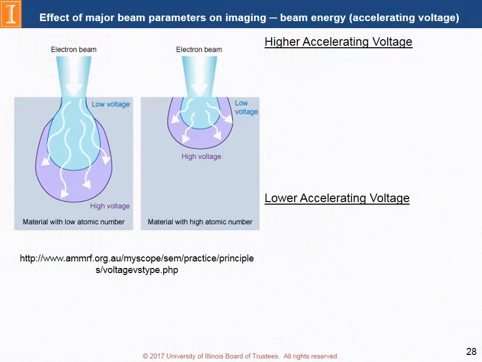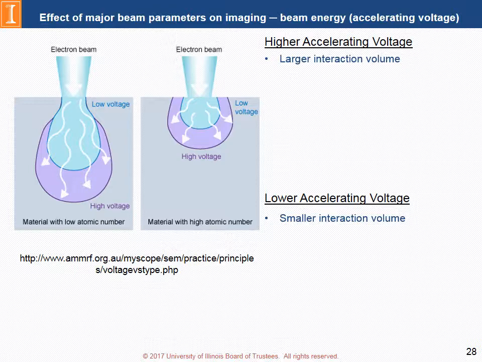Beam energy is determined by the accelerating voltage used. The higher the accelerating voltage, the higher the beam energy. A higher accelerating voltage leads to a larger interaction volume. The interaction volume in purple color is induced by a higher energy beam. It is much larger than the volume in blue color, which is induced by a low energy beam.